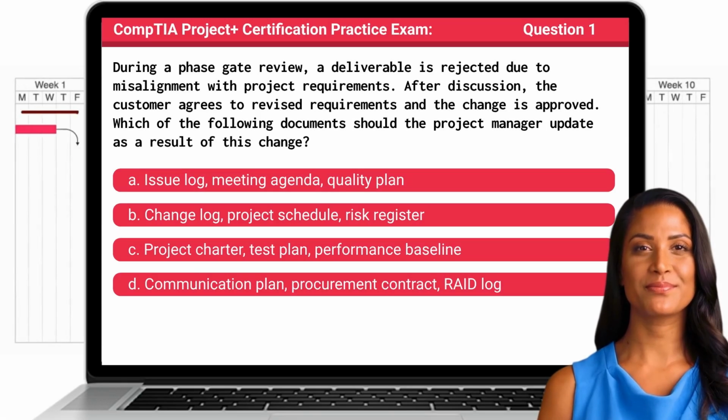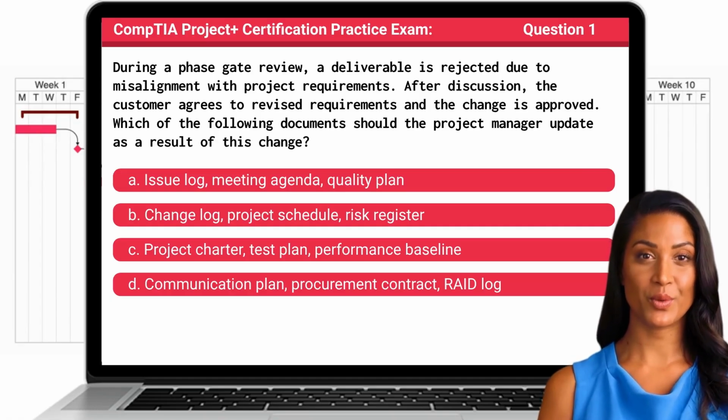Question 1. During a phase gate review, a deliverable is rejected due to misalignment with project requirements. After discussion, the customer agrees to revised requirements and the change is approved. Which of the following documents should the project manager update as a result of this change?